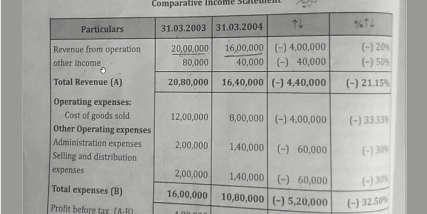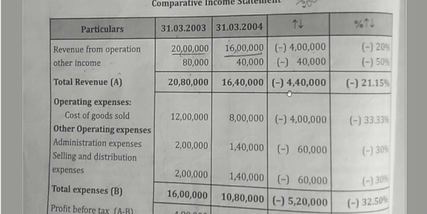Moving on to your next particular, other income. Last year it is 80,000, current year it is 40,000. Whatever is given in the question, take it as it is. So your increase or decrease is 40,000. It has decreased by 40,000, so minus 40,000. Your percentage is 40,000 divided by 80,000 into 100%. You get 50%. So your total revenue, add up your total.